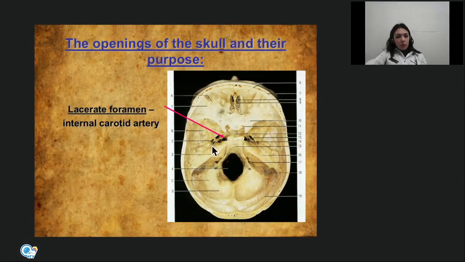Foramen lacerum. Here it is also located in the middle cranial fossa. It is located at the place of contact, let's say so, between the basilar part of the occipital bone, the apex of the petrous part of the temporal bone, and the body of the sphenoid bone. So this foramen lacerum doesn't belong to any of the bones. Through it, the internal carotid artery passes.